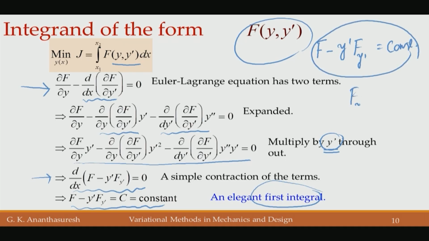Again, f_y prime in our notation is ∂f/∂y prime. Okay. That is the first integral. We understand that we had a differentiation at this step, and we are getting the solution by integrating in a rather straightforward manner.